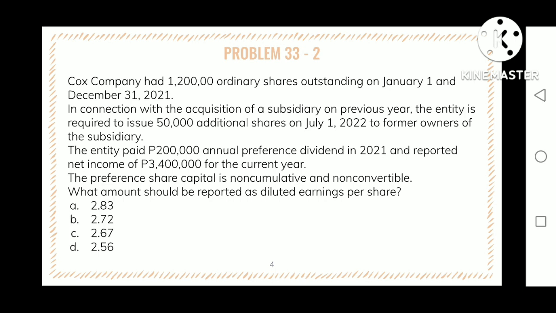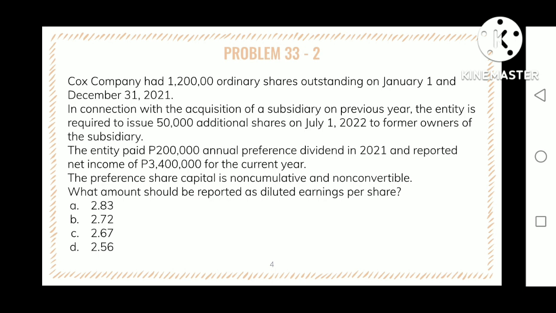First, I want to read the problem. Cox Company had 1,200,000 ordinary shares outstanding on January 1 and December 31, 2021. In connection with the acquisition of the subsidiary in the previous year, the entity is required to issue 50,000 additional shares on July 1, 2022 to former owners of the subsidiary. The entity paid 200,000 pesos annual preference dividend in 2021 and reported net income of 3,400,000 pesos for the current year. The preference share capital is non-cumulative and non-convertible. The question is, what amount should be reported as diluted earnings per share?